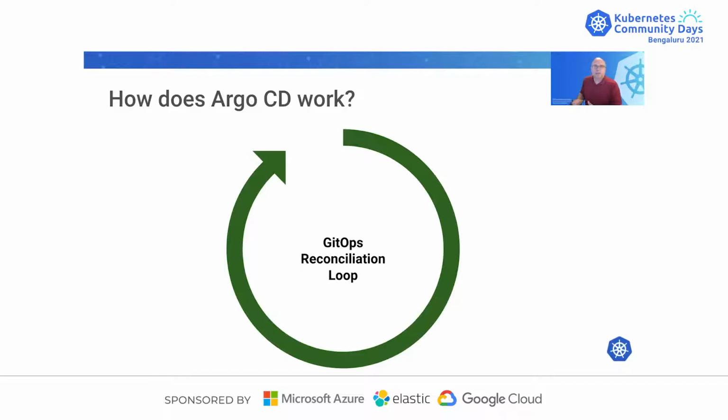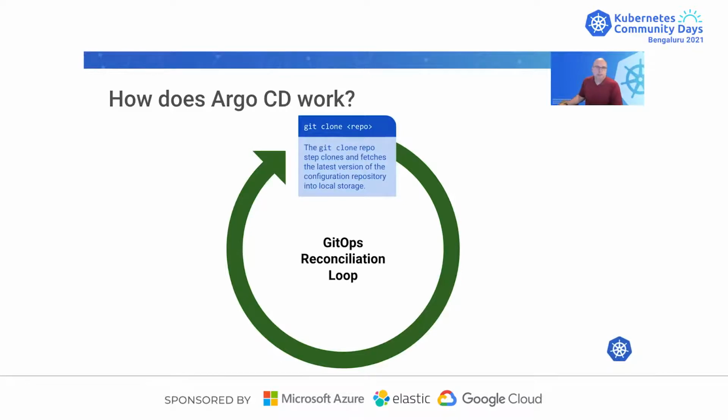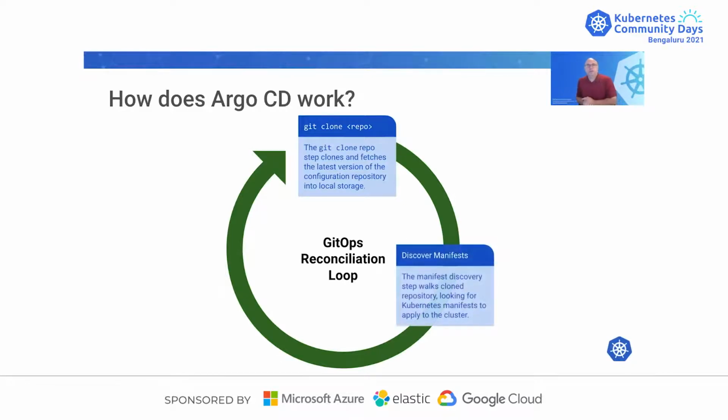Now let's talk about how a GitOps operator such as Argo CD actually works. The GitOps reconciliation loop begins by cloning the repository to fetch the config repo's latest version. Next, the manifest discovery stage looks for any Kubernetes manifests to apply to the cluster. This is where a tool like Kustomize or Helm is run to transform the directory layout in the deployment repo into rendered Kubernetes YAML manifests.